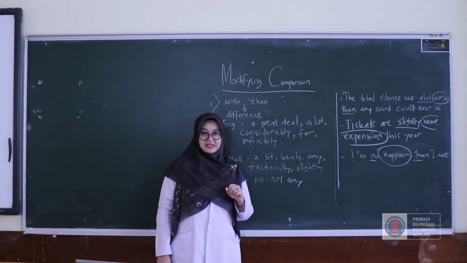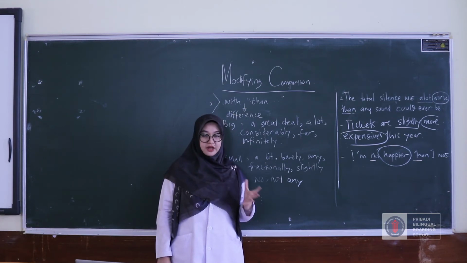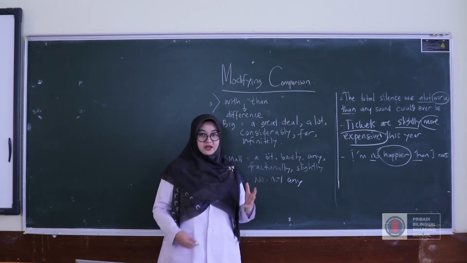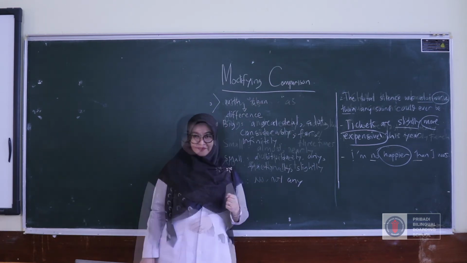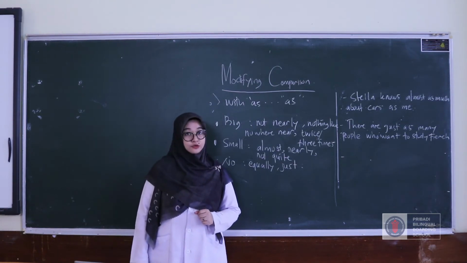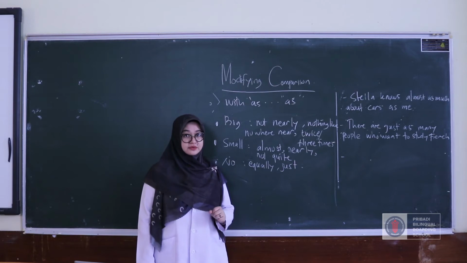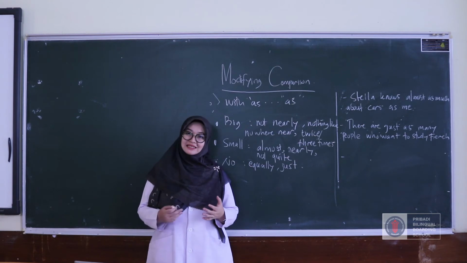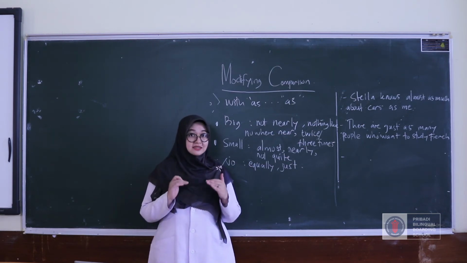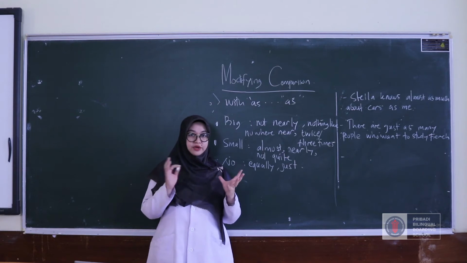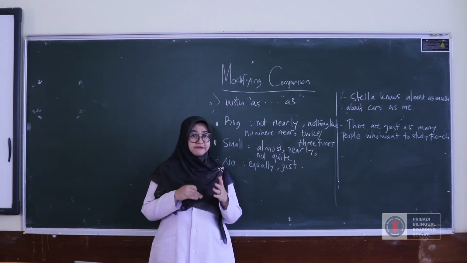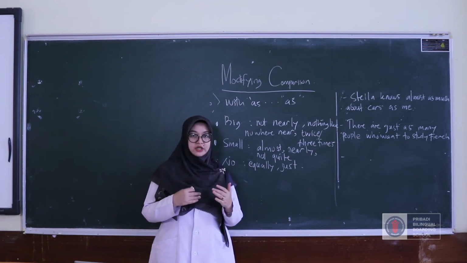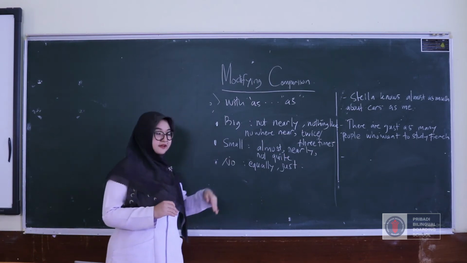Now let's look at another explanation of modifying the comparison using as... as. The next is how to modify the comparative using as... as. It's like the sentence, my sister is as tall as me. That's the simple sentence, yeah? But now we're going to modify it. We're going to see how different it is. As... as doesn't only mean equal, but we're going to show it's not equal by showing the difference, okay?